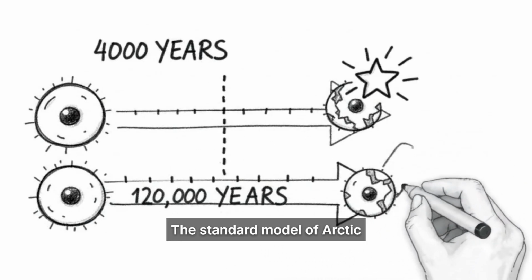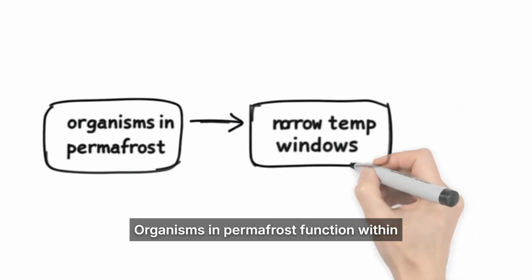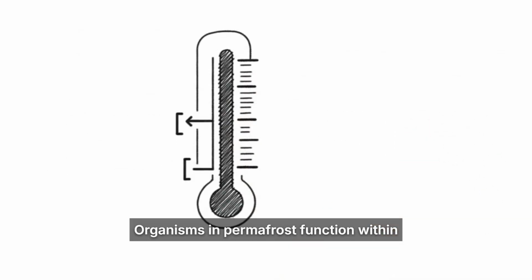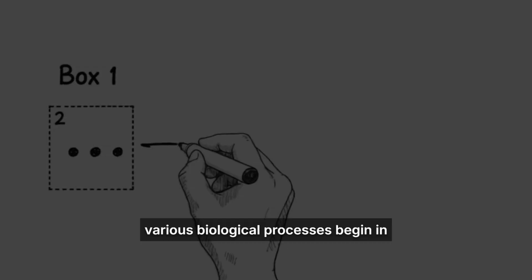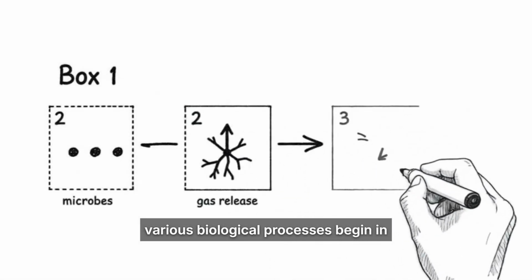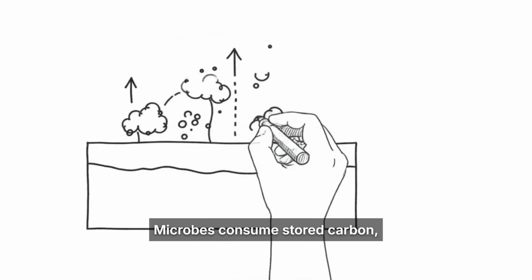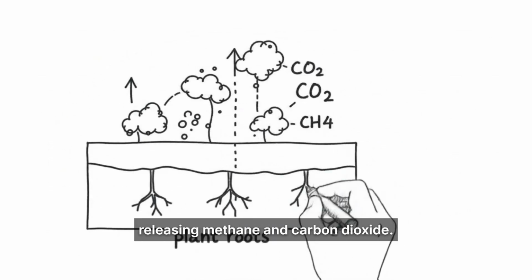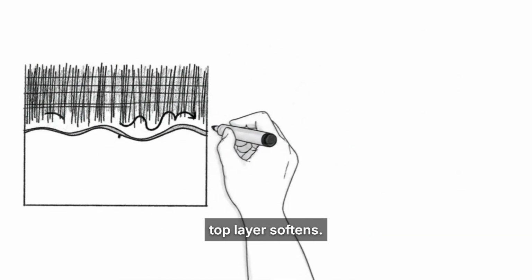The standard model of Arctic carbon cycling relies on a simple assumption. Organisms in permafrost function within narrow temperature windows. When the ground thaws, various biological processes begin in a predictable order. Microbes consume stored carbon, releasing methane and carbon dioxide. Plant roots reactivate after the top layer softens.